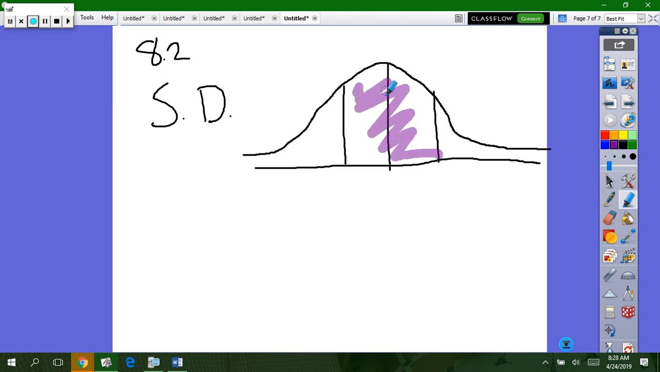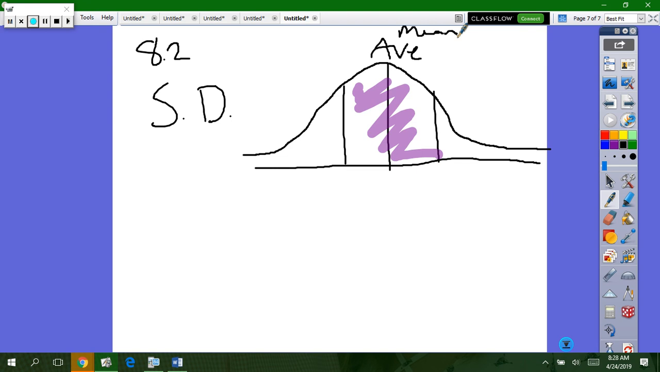On a normal curve, this area in between here is considered one standard deviation. You go to your average, or your mean. I wonder why they still call it average. You guys ever wonder about that? Yeah, maybe you shouldn't.